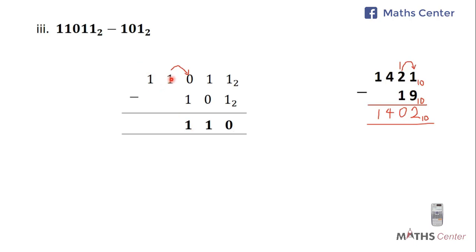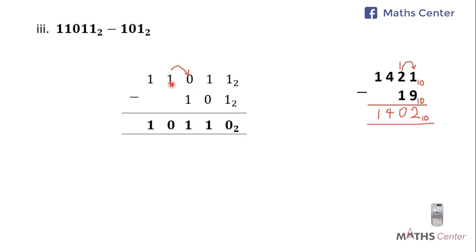Here was 1, and we borrowed it to this side, so it is now 0. 0 minus 0 here will give us 0. Now we have 1 here, so 1 minus 0. We don't have any number here, so it means it's 0. So 1 minus 0 will give us 1. Don't forget that we are working in base 2.